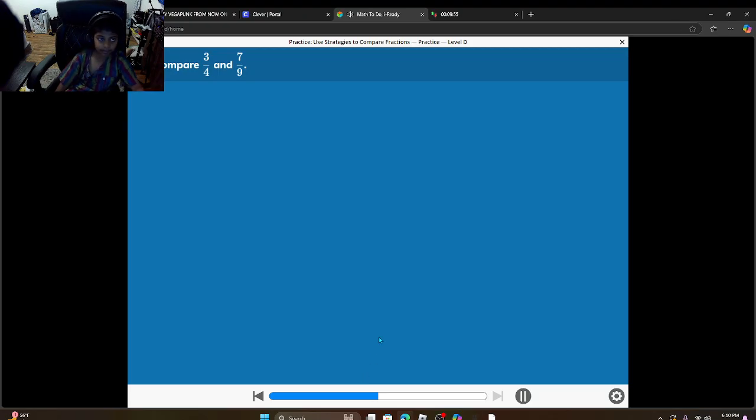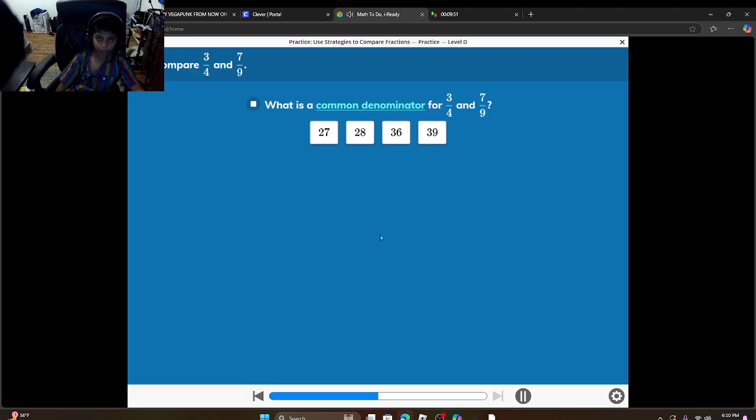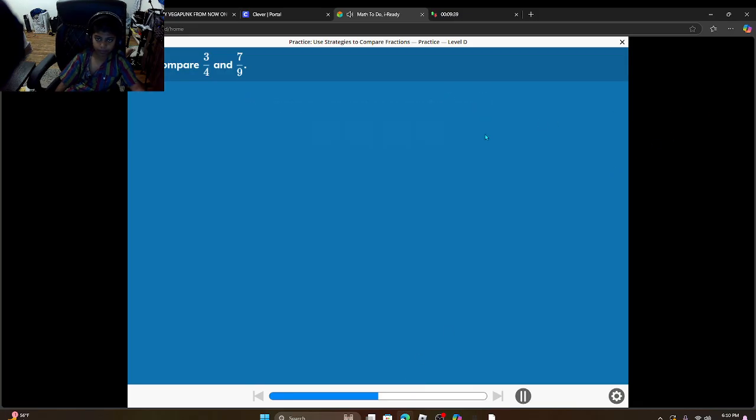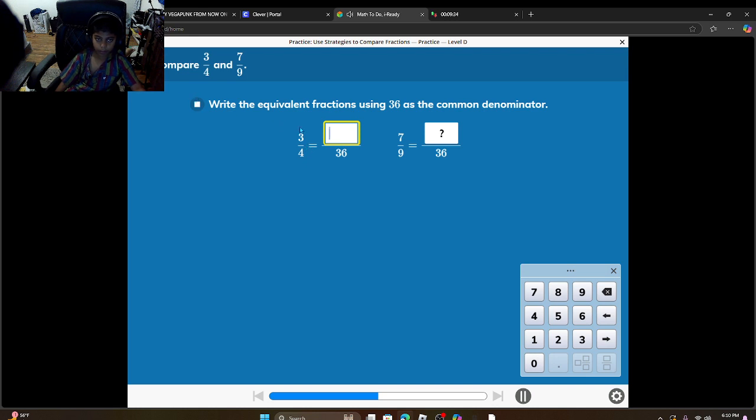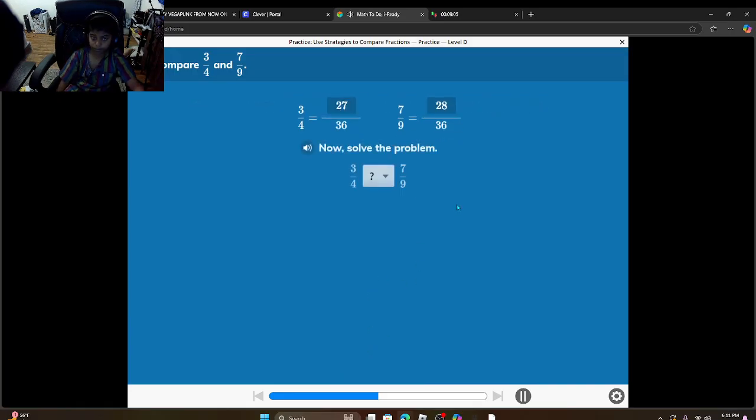Compare 3/4 and 7/9. What is a common denominator for 3/4 and 7/9? Times this by 9 and times that by 4. 36. Write the equivalent fractions using 36 as the common denominator. 27. Then times this by 4. 28. Okay. Now I gotta double check this. Times by 9, and then times by 4. Now, solve the problem. They're so similar. Great work!